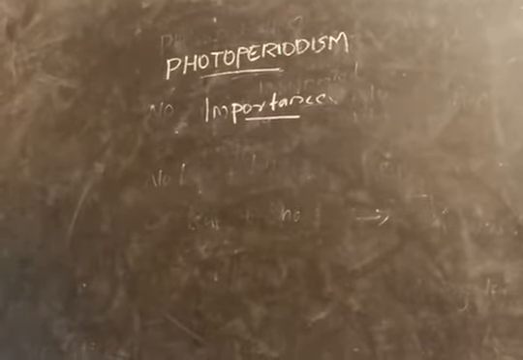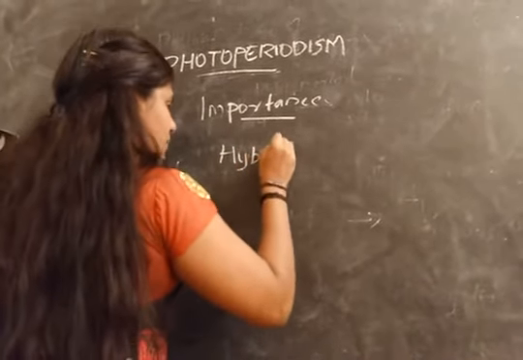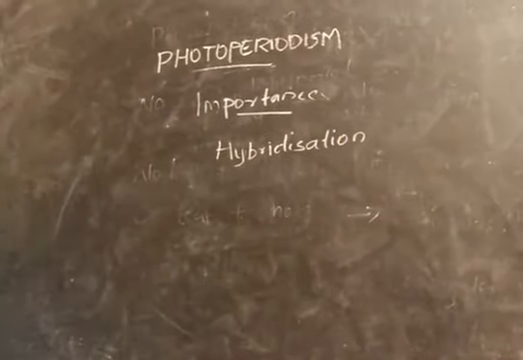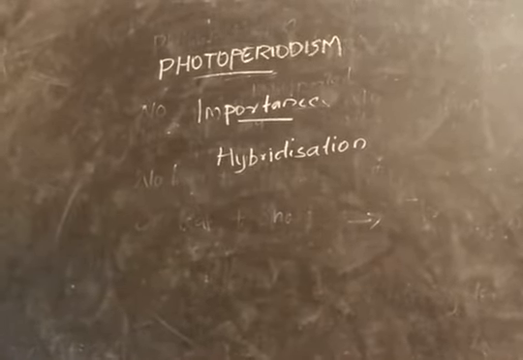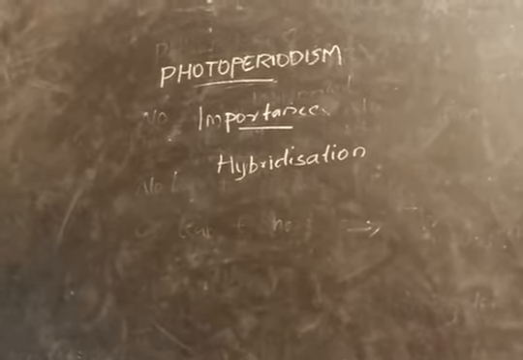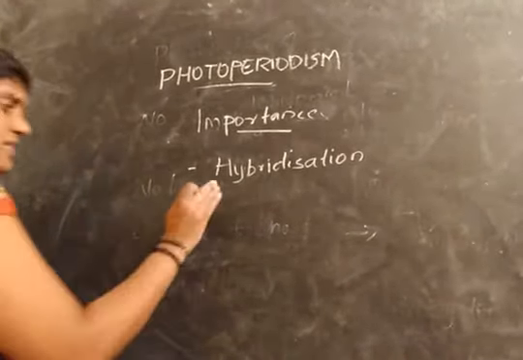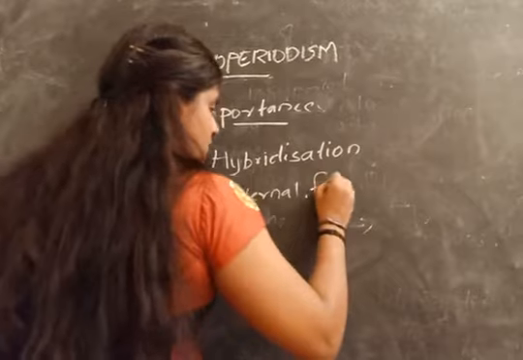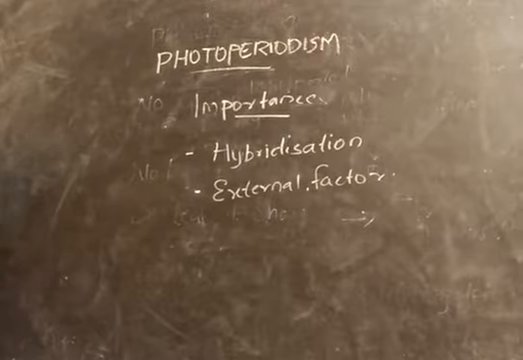Photoperiodism of a particular plant helps in the hybridization experiment of that plant. It is also an excellent example that, using external factors, physiological changes may happen in plants. That is, an external factor induces physiological changes in the plant.